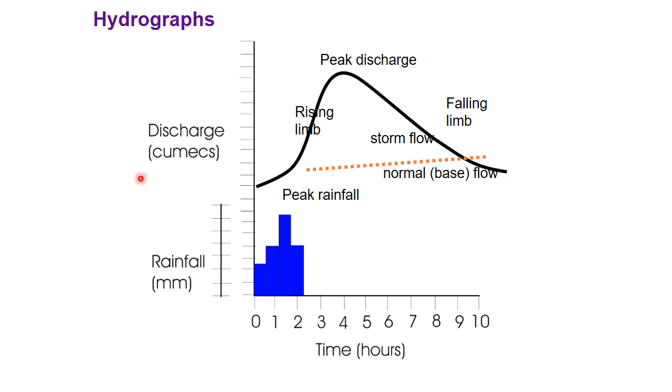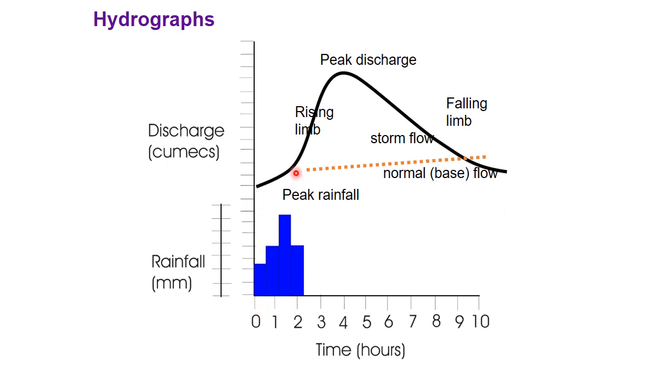Discharge, remember, is the amount of water passing any given point in a river, and also rainfall as well. The reality is hydrographs show two graphs. They show a rainfall graph and also a discharge graph. Now, I'll start with the discharge graph here. It really is as straightforward as this.